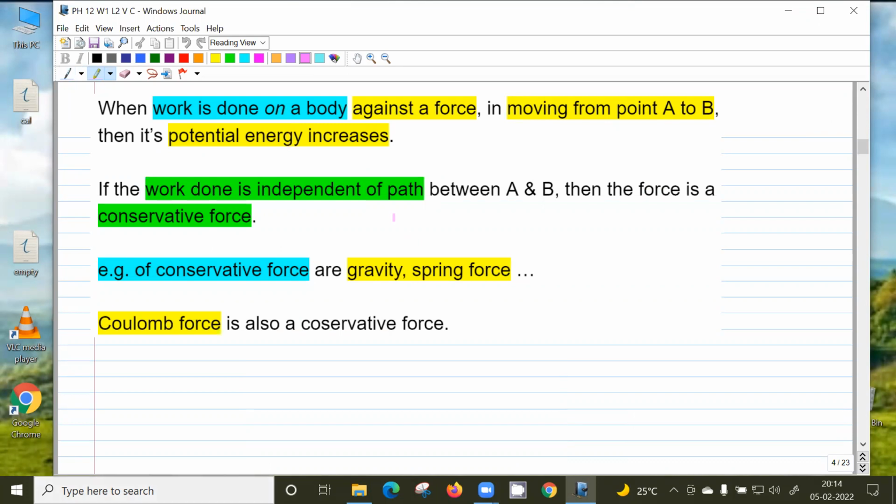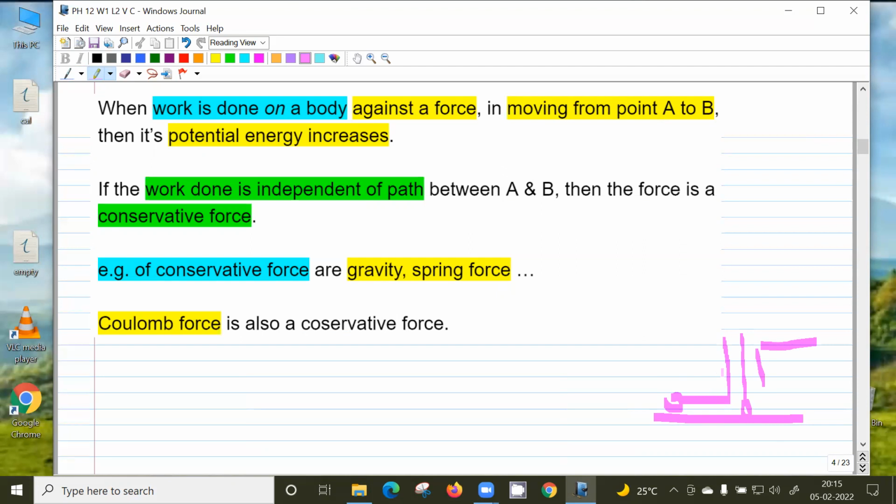So work done is independent of path for a conservative force. An example of a conservative force is gravity. So in gravity, say this is Earth, and say this is the height. If I have a ball here, and I try to move this ball straight up to this height, and for another ball, I try to move it like this and like this, the work done in the two cases will be the same.